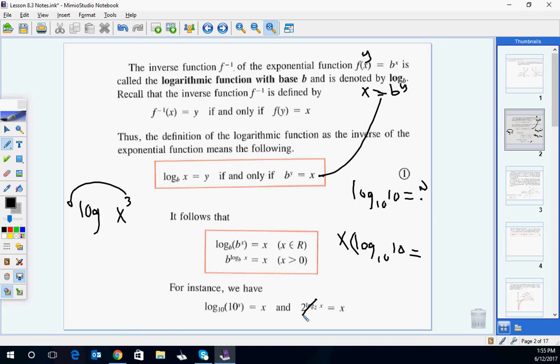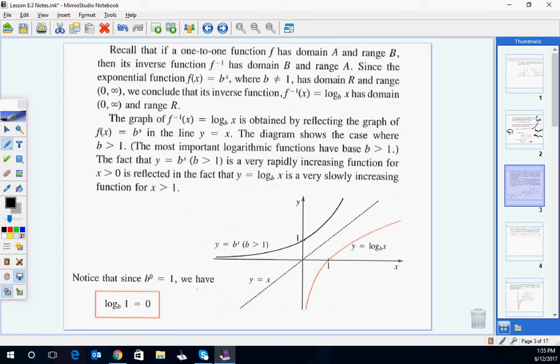Okay, let's look at the next one here. So then we're looking at them versus each other in terms of the inverse. All right, so here is your regular exponential function, just regular growing up to infinity. Here's your log function. You can see that they're reflected over y equals x. Again, proving that they're inverses of each other. That's all this is talking you through.